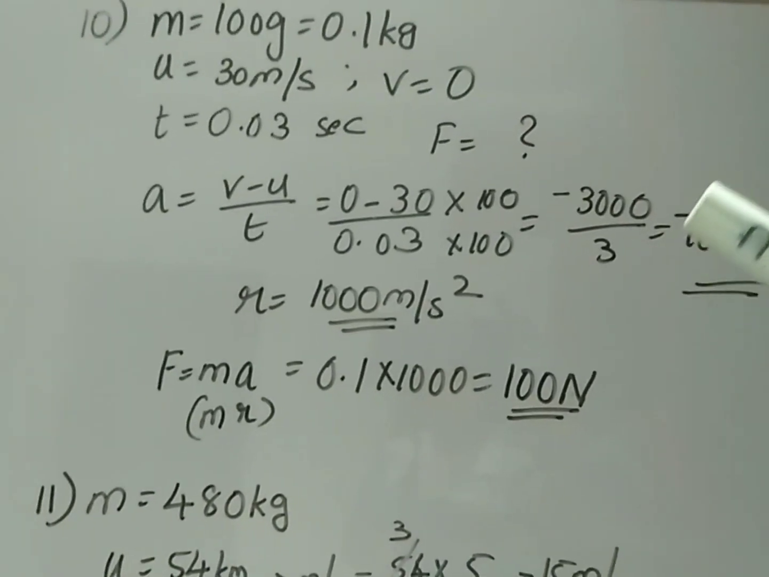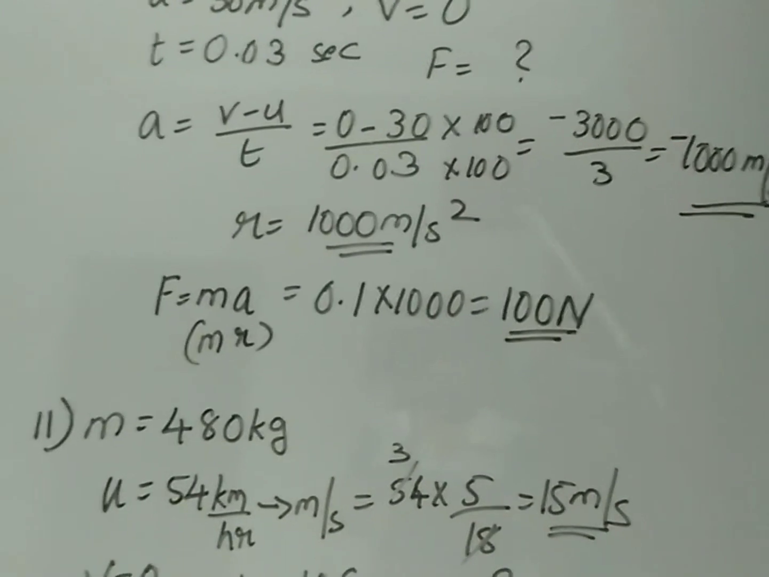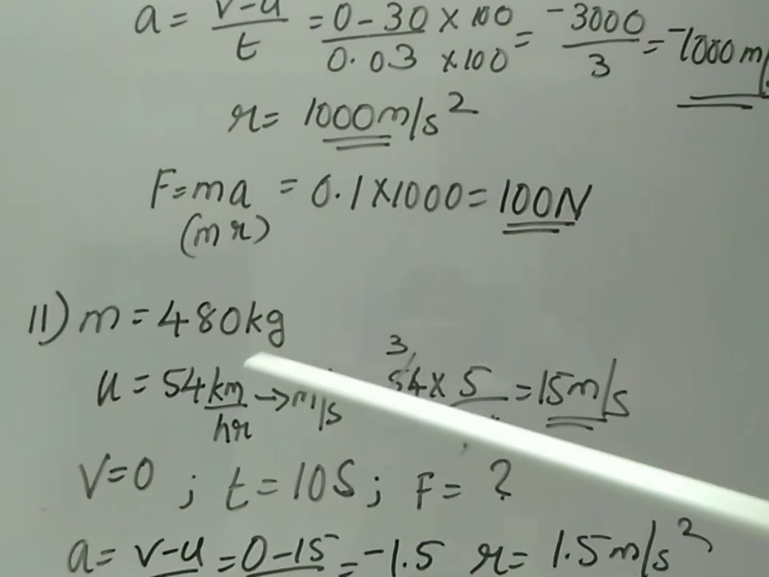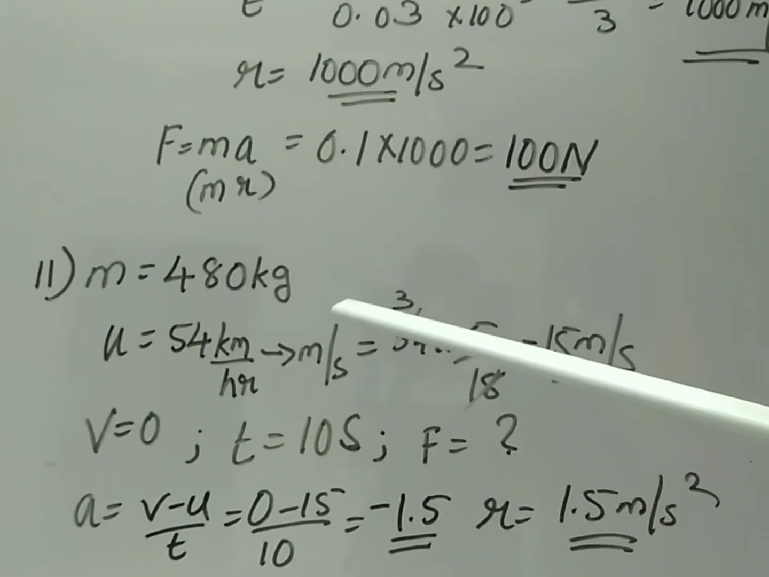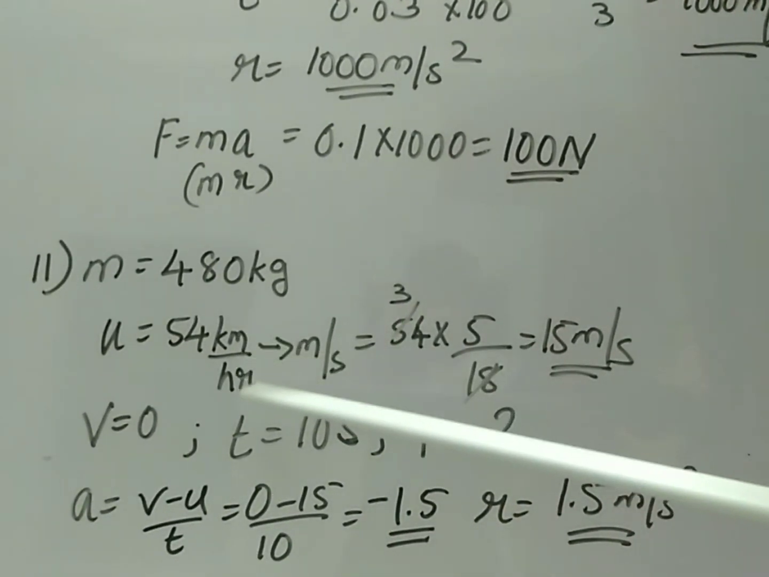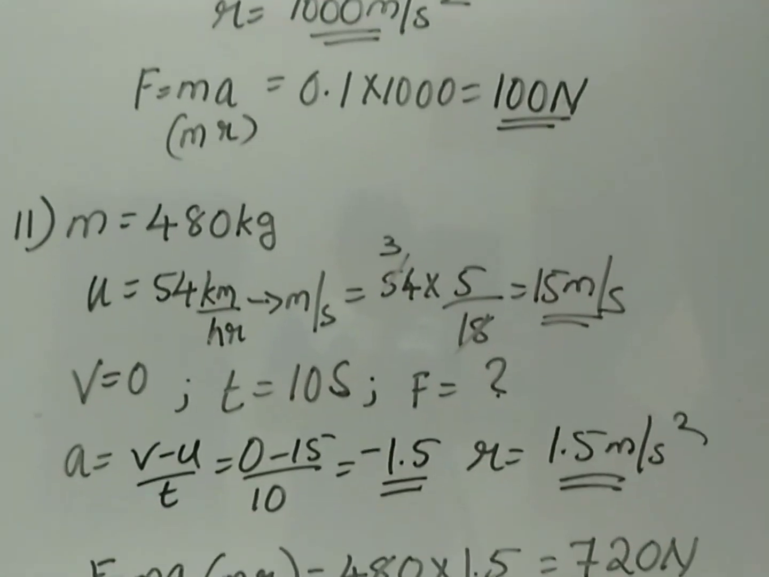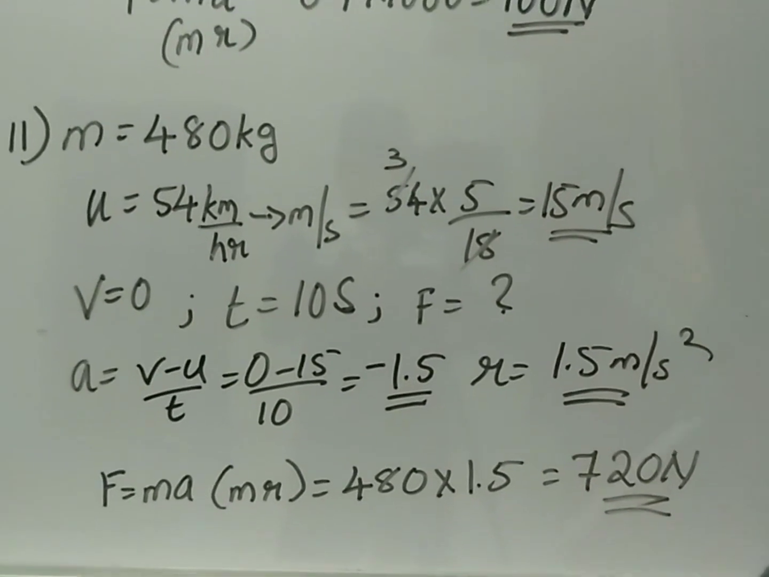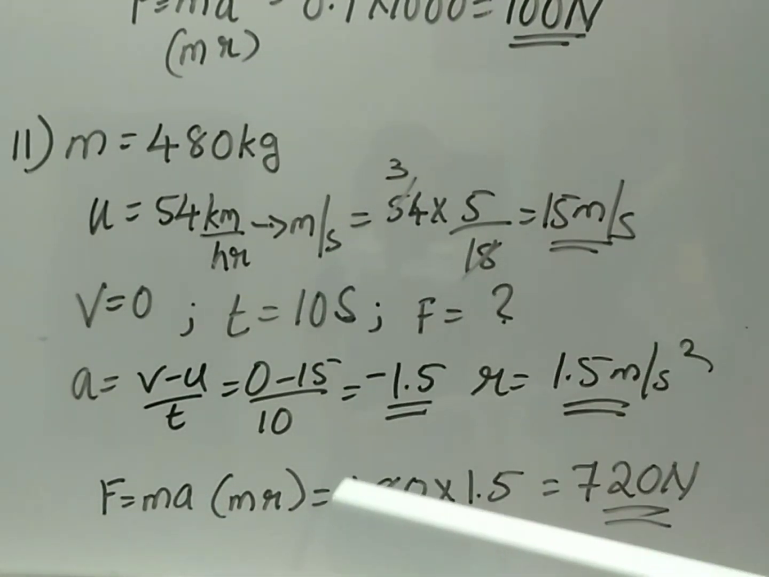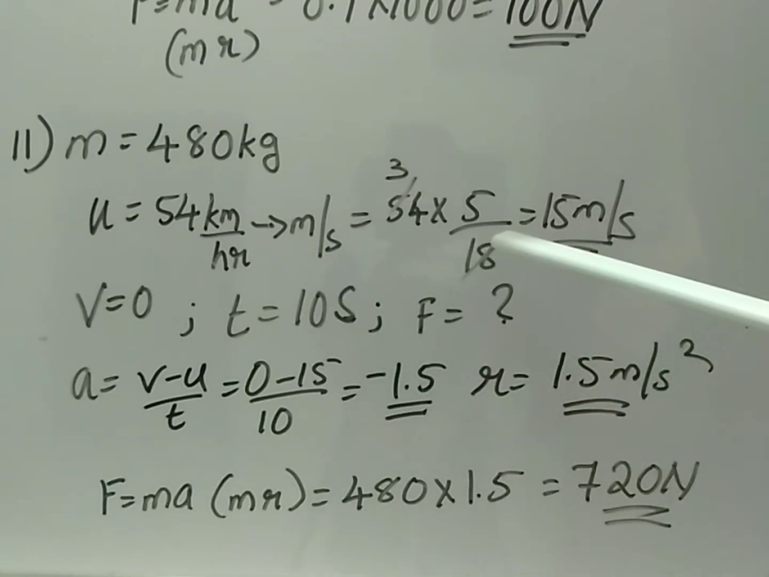Question number 11. Here you can see a car of mass 480 kg. Mass of the car is given 480 kg. Moving with a speed 54 kilometer per hour. So this kilometer per hour is not the SI unit. What we have to do? We have to convert kilometer per hour to meter per second. Conversion from kilometer per hour to meter per second is into 5 by 18.